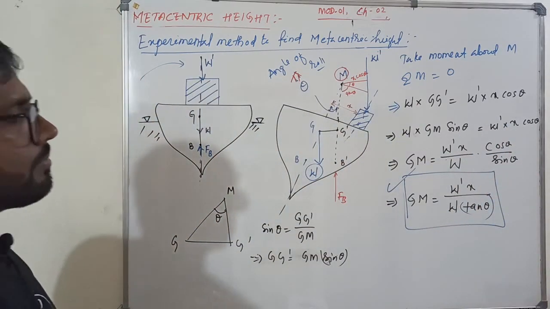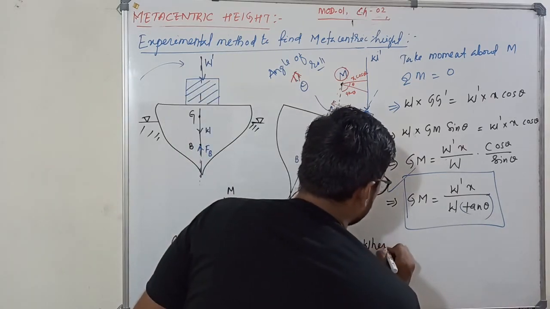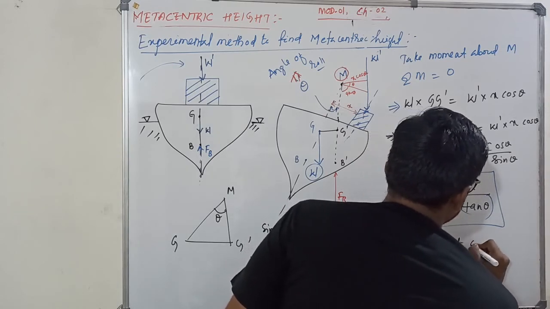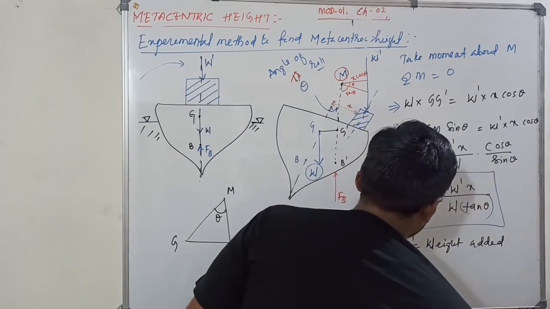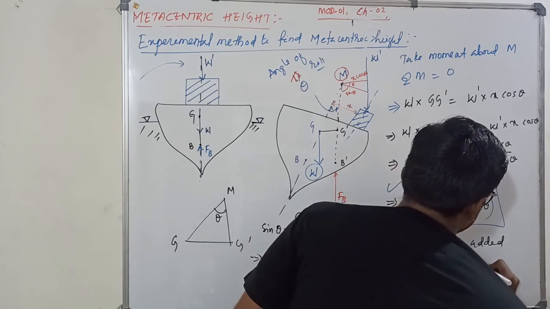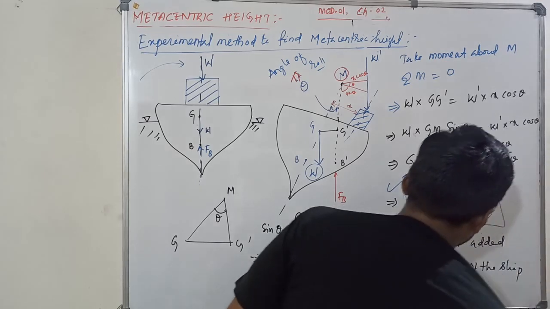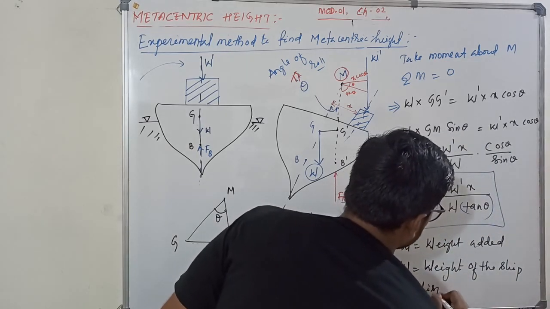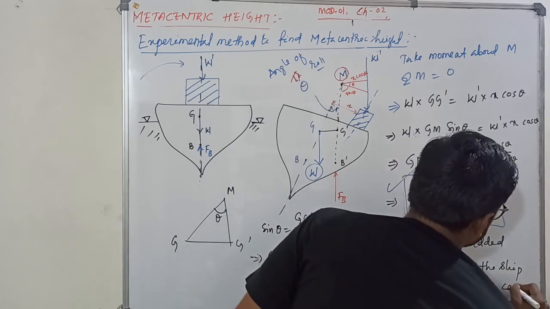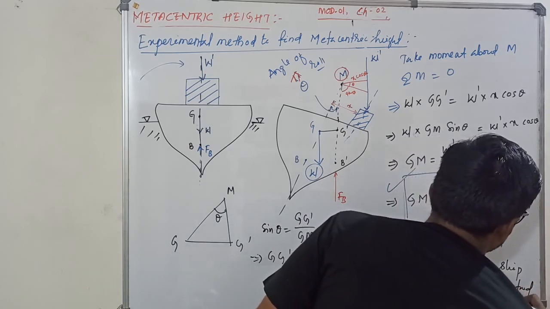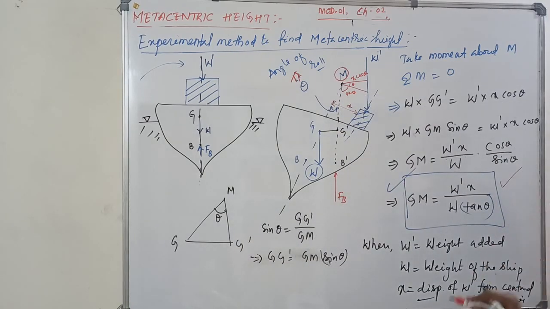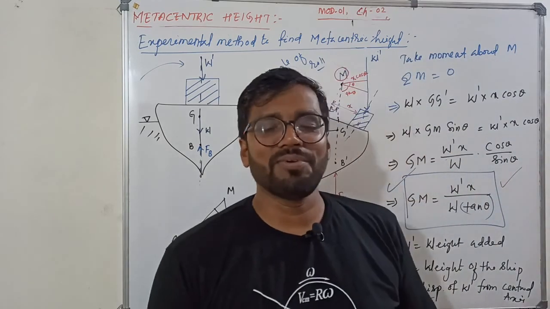Here, GM equals W prime x by W tan theta, where W prime is the weight added, and W is the weight of the ship. X is the displacement of W dash from the centroidal axis. That's it. Over. So with this, your buoyancy and flotation is over.